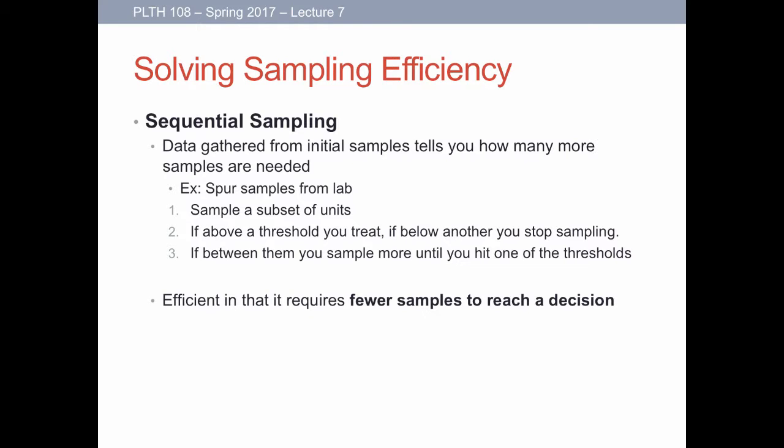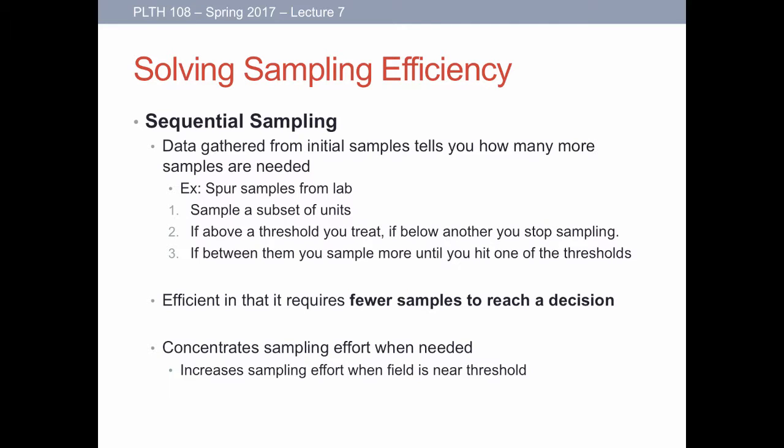And so essentially, in the spurs, we counted 20. If we were above a certain number of scales, we treated. If we were below, we stopped counting. But if we were right in between those two counts, we moved on to the next set of 20. And this way, in the vast majority of cases where you have very low populations, you only have to count 20. In very high populations, you only have to count 20. But you only have to count a lot when you're in that in-between area where it's harder to make a decision. And so basically, you're just reducing the total number that you need. And it concentrates the sampling effort only when it is absolutely needed.